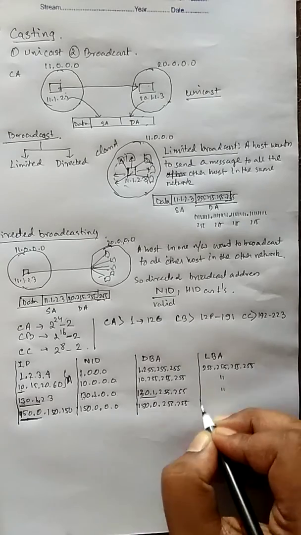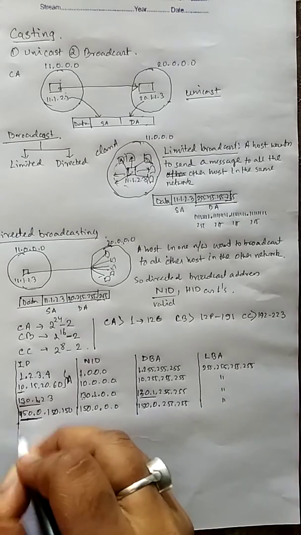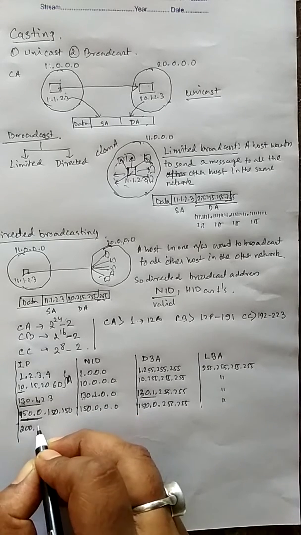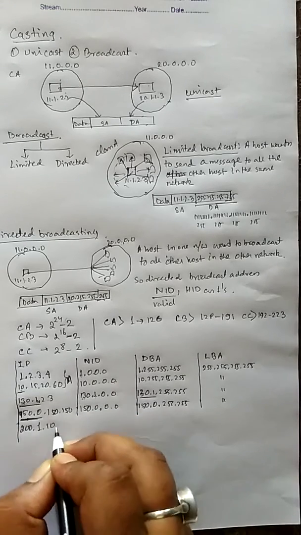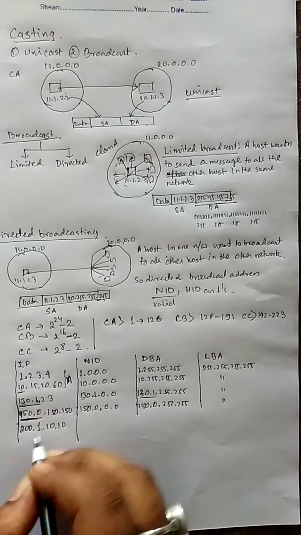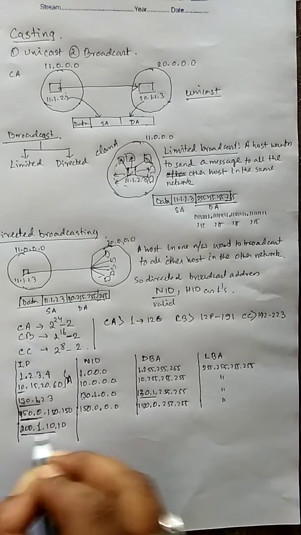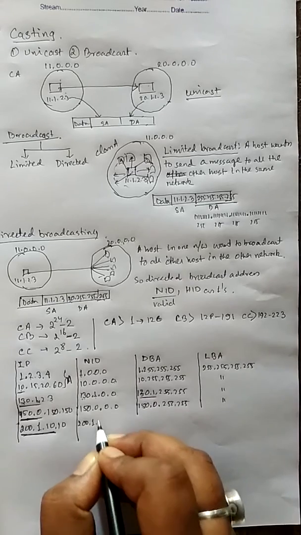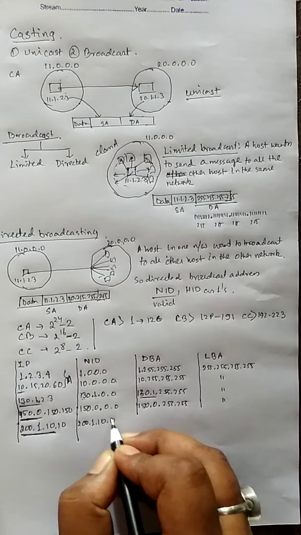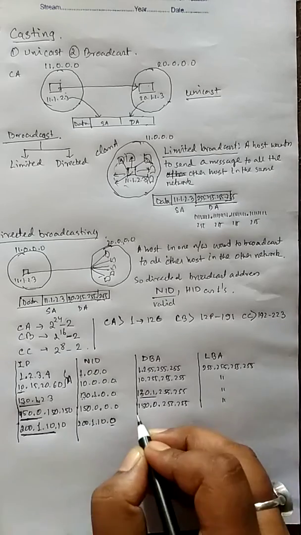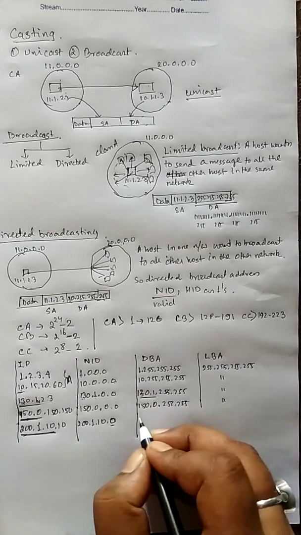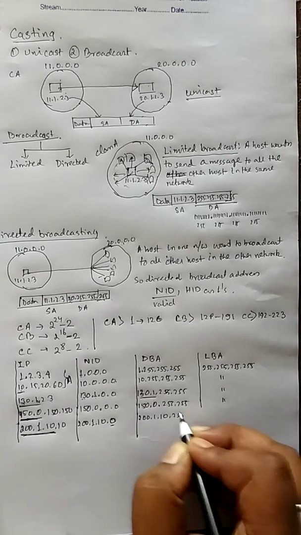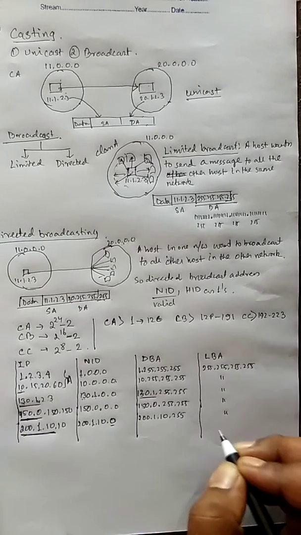150.0.255.255, and the limited broadcast address will be the same. Let us take another example. 200 is a class C address, 200.1.10.10. For class C, we will consider the network ID as these 3 octets. These 3 octets stay the same, and only the 4th octet will be 0. What will be the directed broadcast address? 200.1.10.255. This will remain the same.